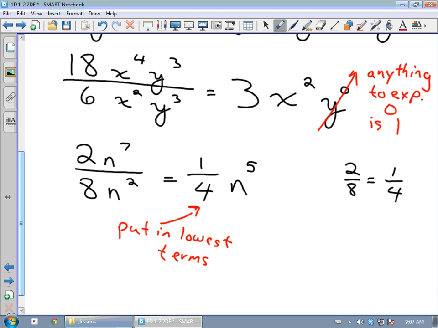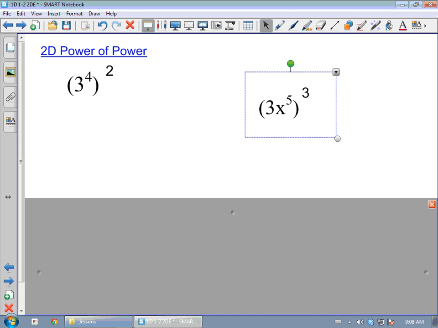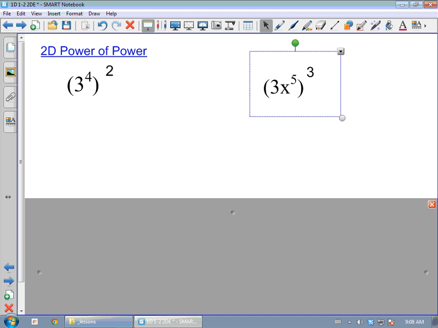So multiplication and division. Okay? One last rule to take a look at. And that's what you do when you have a power that is itself raised to another power. So here I've got 3 to the power of 4, and then I've written that to the power of 2. Or over here I've got 3x to the power of 5, and then all of that is to the exponent 3. Okay? What are we going to do with this? Oh, and this should be box E here.